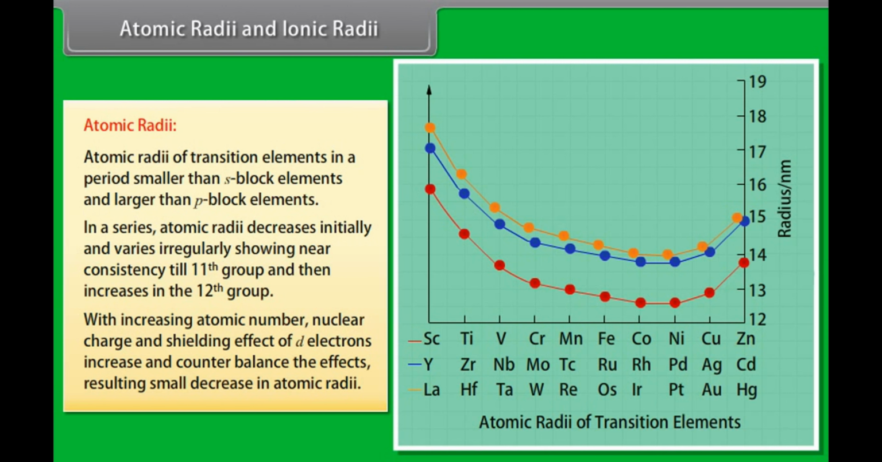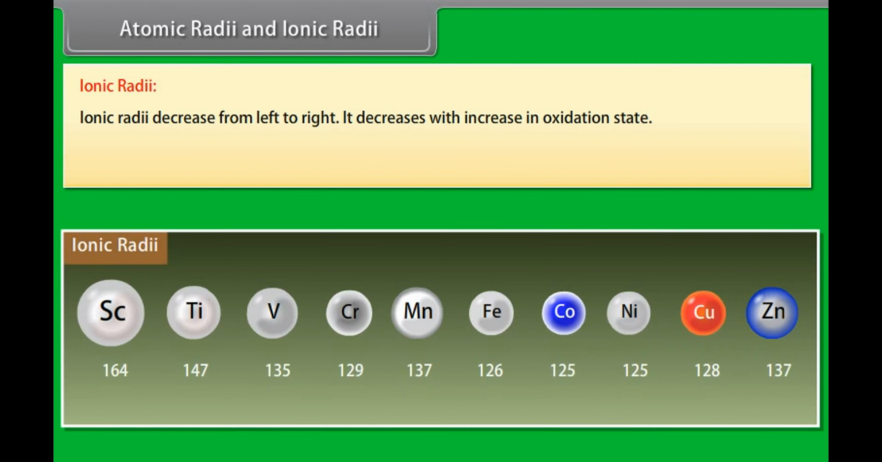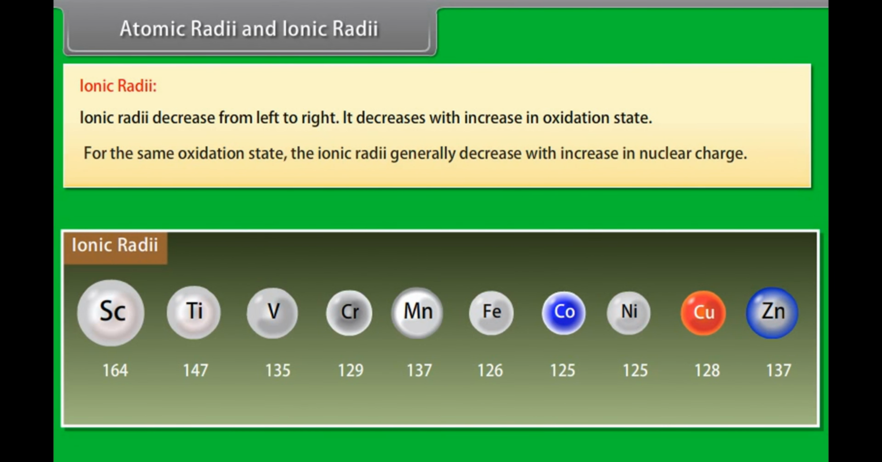In zinc, cadmium and mercury, there is an increase in atomic radii due to electron repulsion which exceeds the nucleus's attraction on the outermost shell. Ionic radii. Ionic radii decrease from left to right. It decreases with increase in oxidation state. For the same oxidation state, the ionic radii generally decrease with increase in nuclear charge.